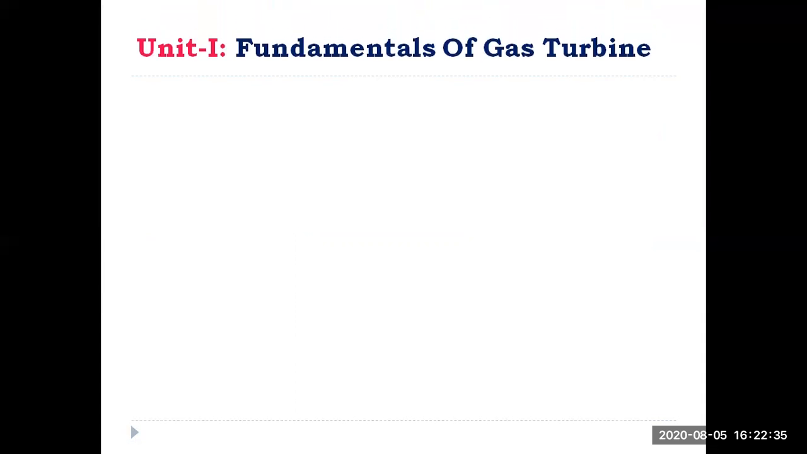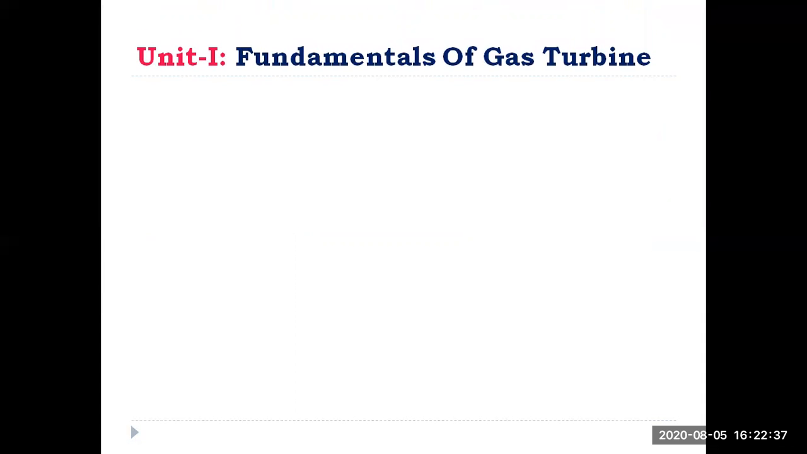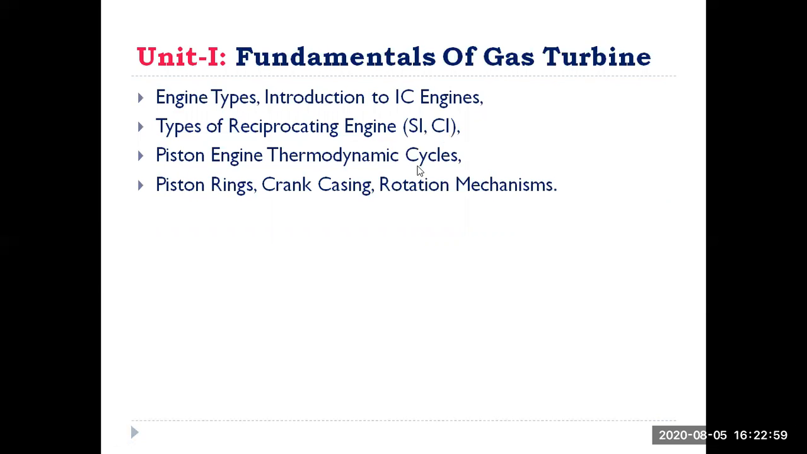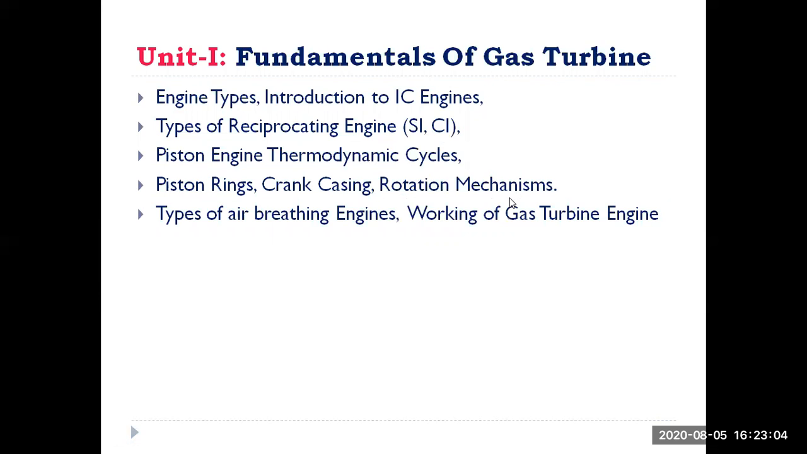Let's come to the contents in Unit 1, Unit 2, Unit 3, Unit 4, and Unit 5. First, Unit 1, Fundamentals of Gas Turbine. Contents are engine types, introduction to IC engines, types of reciprocating engines, SI and CI. SI means spark ignition, CI means compression ignition. Piston engine thermodynamic cycles, piston rings, crankcase ring, rotation mechanisms.